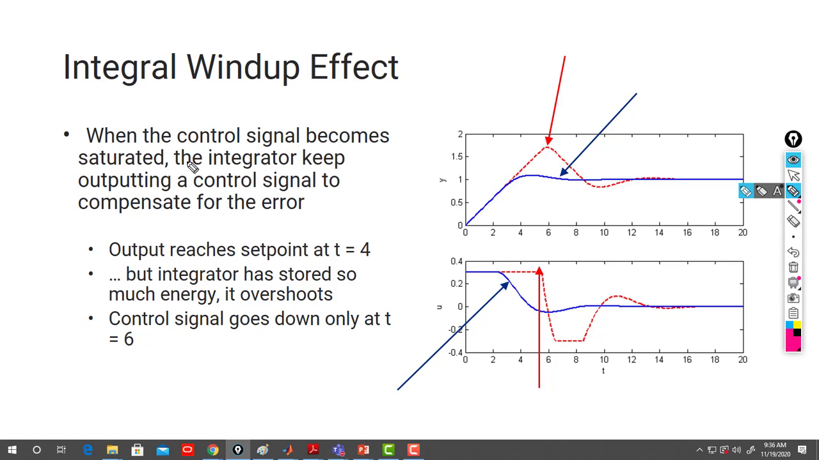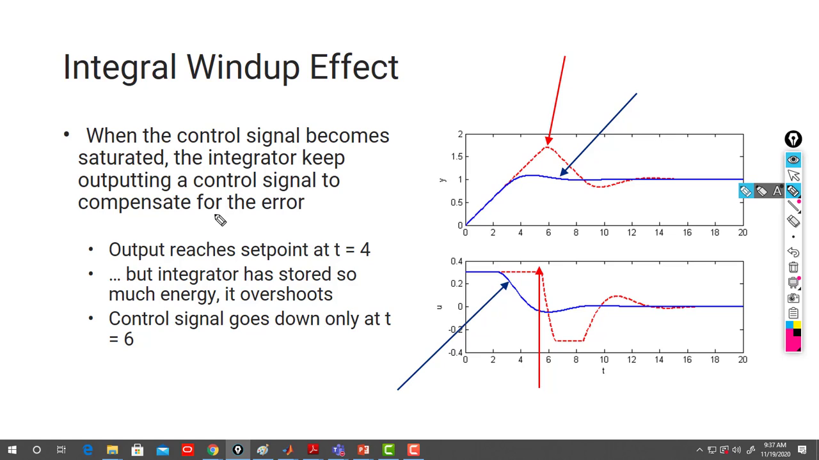When the control signal becomes saturated, the integrator keeps outputting a control signal to compensate for the error. What does the controller keep outputting? A control signal. The integrator keeps outputting control signal to compensate for the error, because the error is still there, but actually your actuator cannot speed up.